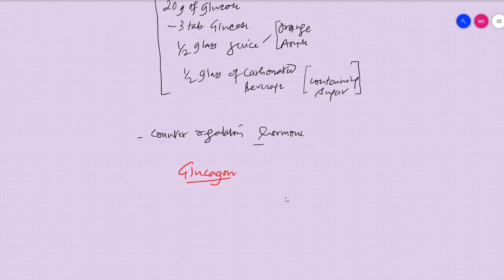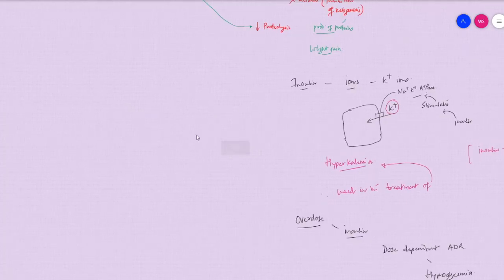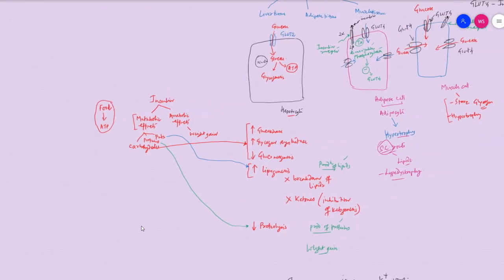So let's put this piece of information back here in the graphic. We talked about the role of insulin. In addition to the metabolic and anabolic effects, insulin also has an effect on potassium ion channels.